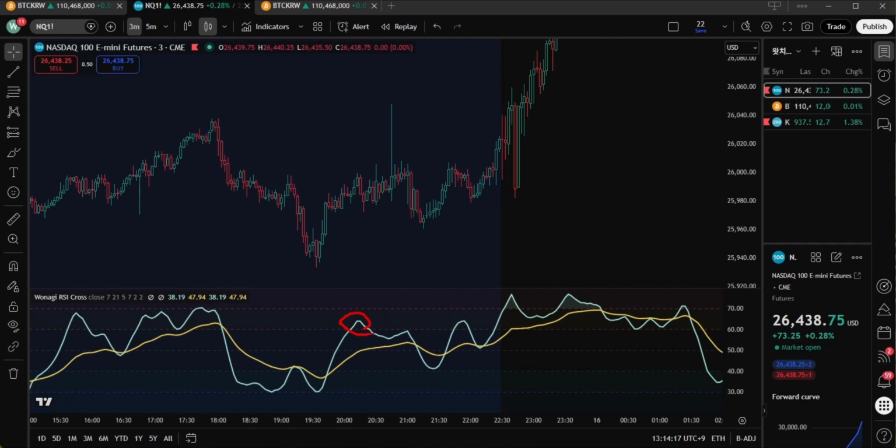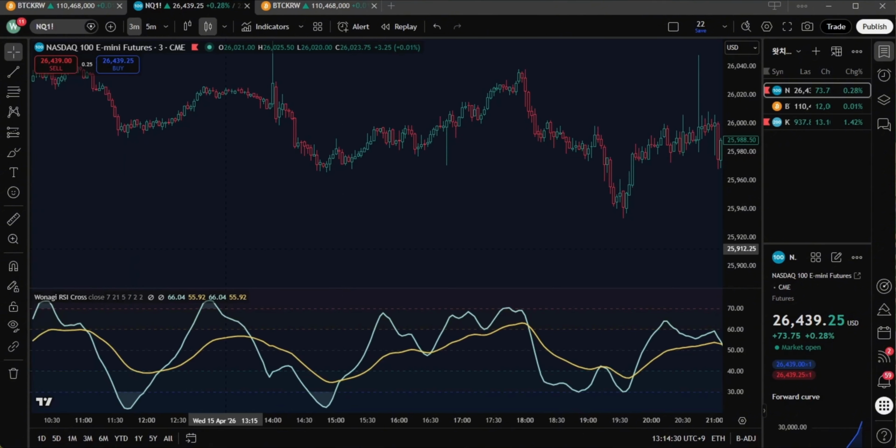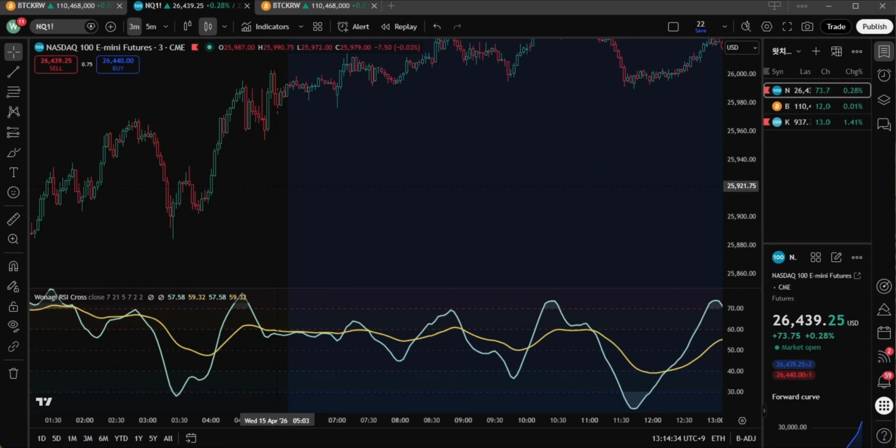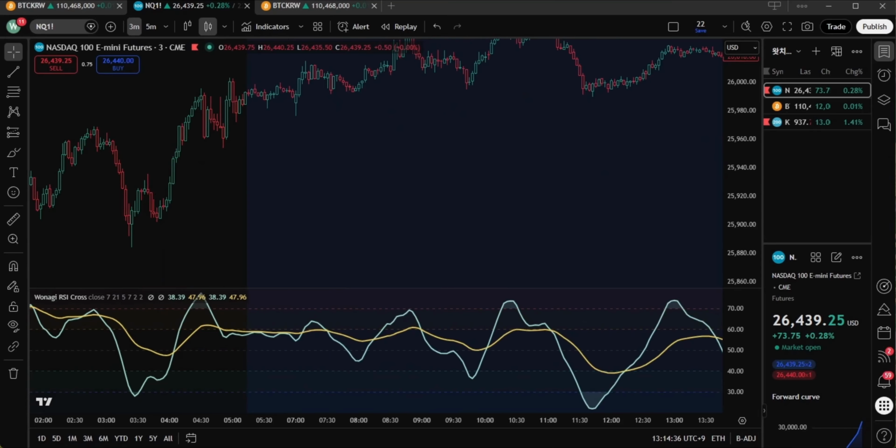Conversely, when it reaches 40, it typically finds support and begins to ascend. This chart really highlights the significance of the RSI 7, the relative strength index itself. When the RSI 7 indicator is in a sideways movement, it typically fluctuates between the 60 and 40 levels.